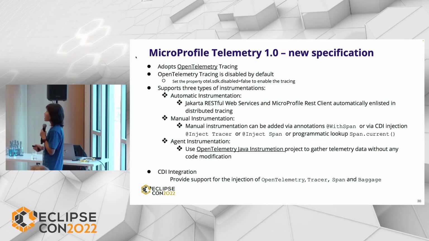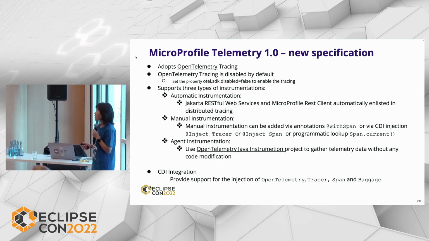So this is the tracing. For this tracing, it supports three types of instrumentation. One is automatic, which is directly the same as OpenTracing, so all the JAX-RS methods are automatically traced and you don't need to do anything. If you want to add additional tracing, you can do manual instrumentation. You can use the annotation @WithSpan, which directly corresponds to the OpenTracing @Traced.